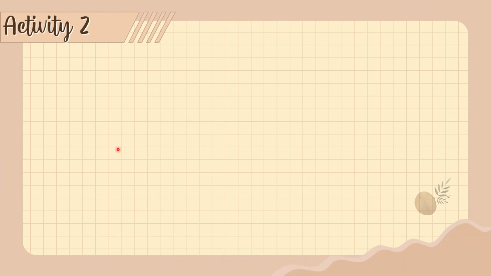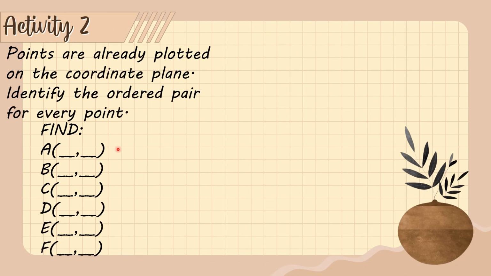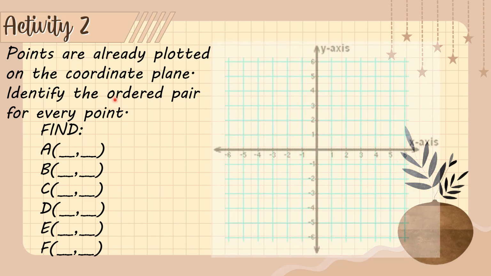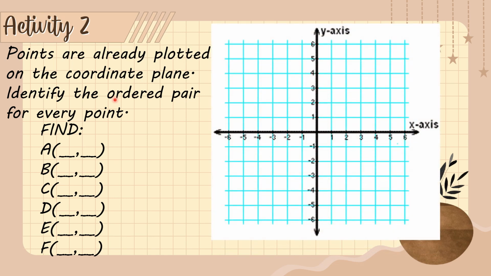Now, let's have activity number 2. Points are already plotted on the coordinate plane. Identify the ordered pair for every point. Now I have here the Cartesian coordinate plane with plotted points A, B, C, D, E, and F. Ang buhaton is to identify kung unsay ordered pair ni A. Asa siya nga point gikan from x and y. So we need to write it here.